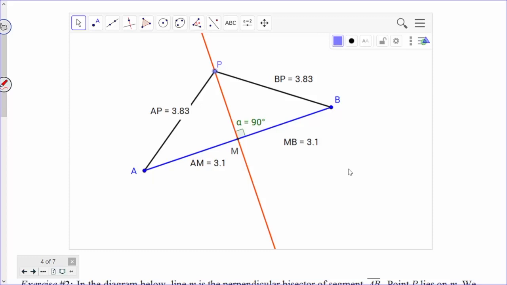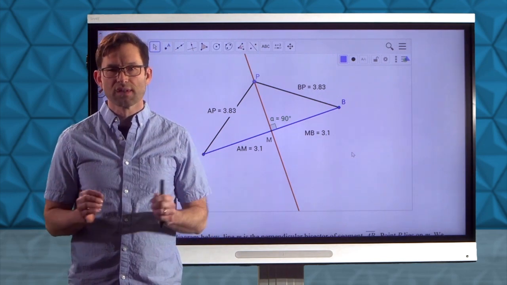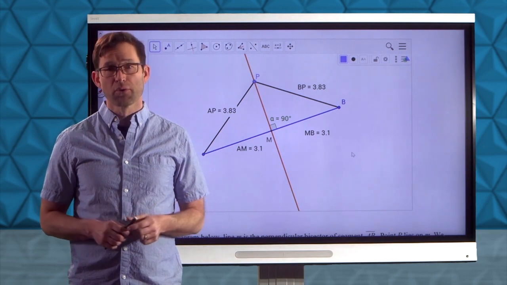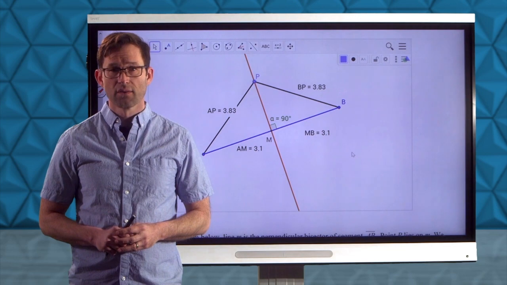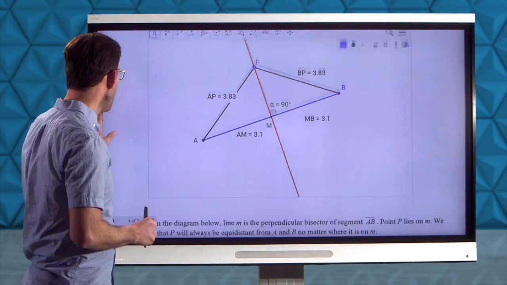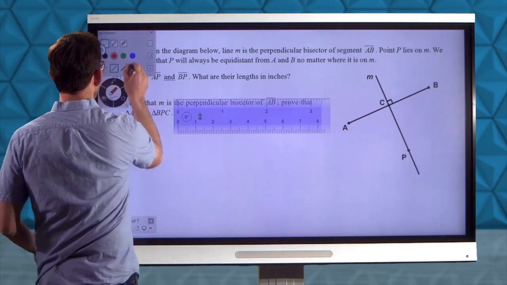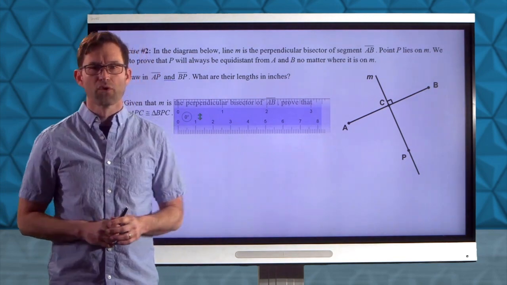Now, we actually proved this result by using rigid motions in Unit 2. But now we're going to use Euclidean geometry proof to do it along with CPCTC reasoning. Whew, that's a mouthful. Let's take a look at how. We're going to hang out on the same slide. Let me change back over to blue. All right. Exercise number 2.